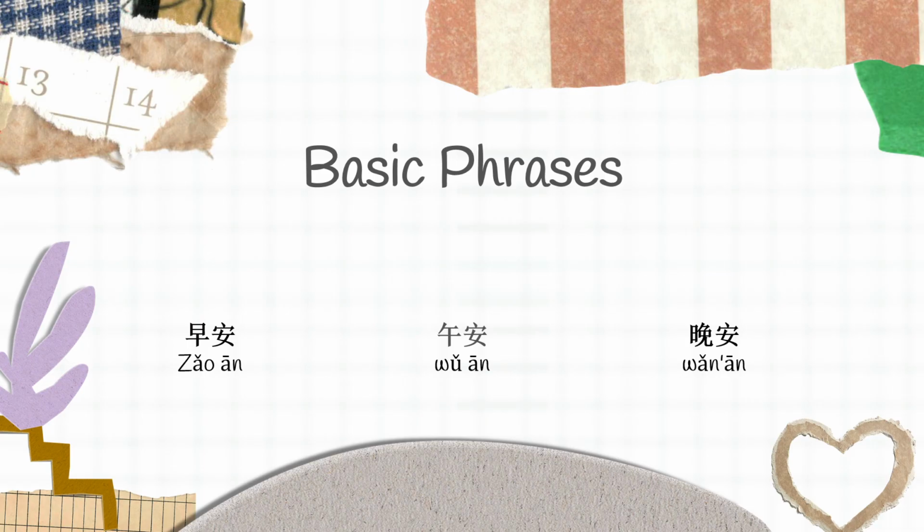So here, I have prepared 3 basic phrases for you. If you notice here, it's all using 安, because the meaning of this word here, 早安, is good morning, 午安 is good afternoon, and 晚安 is good night. So they all use 安. You can try to repeat after me. 早安, 午安, 晚安.